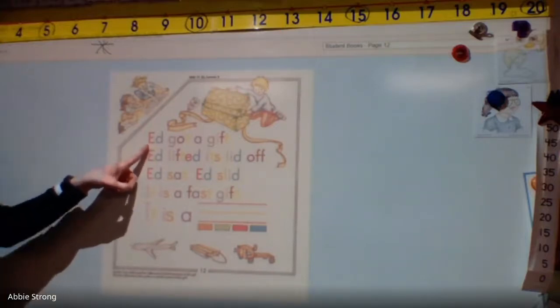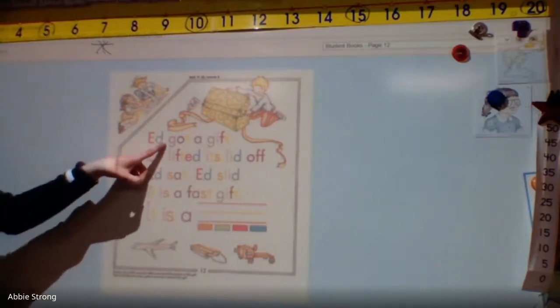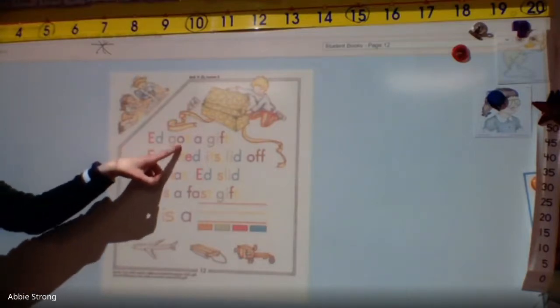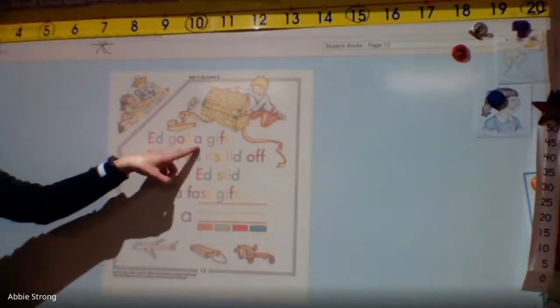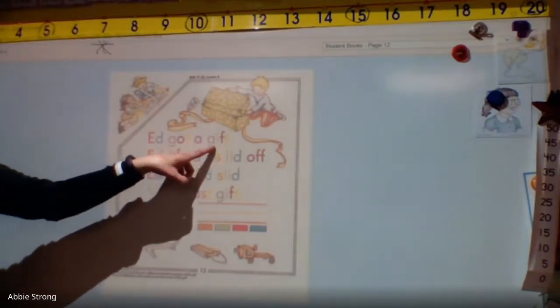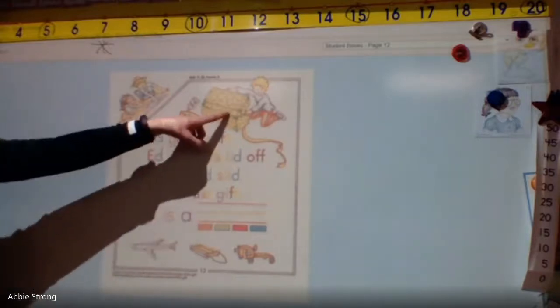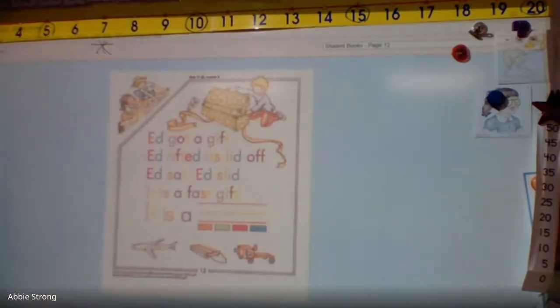Okay. Here we go. Blend with me. Ready? Ed. Again. Ed. G. At. Got. A. G. If. Gift. Does that make sense with the picture here? Ed got a gift? Yes, it does.